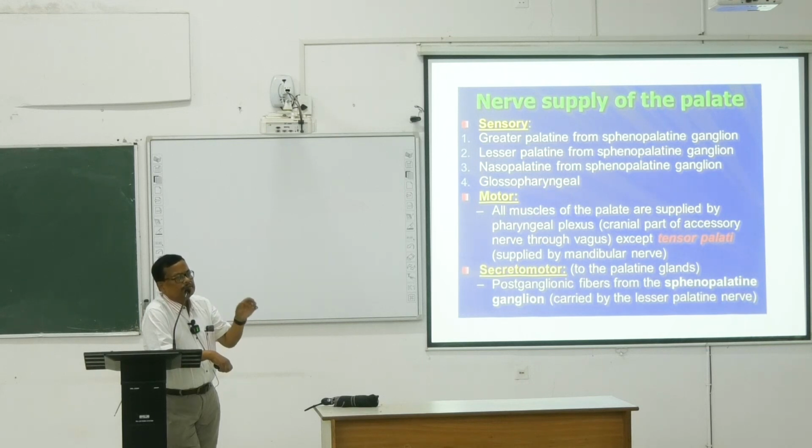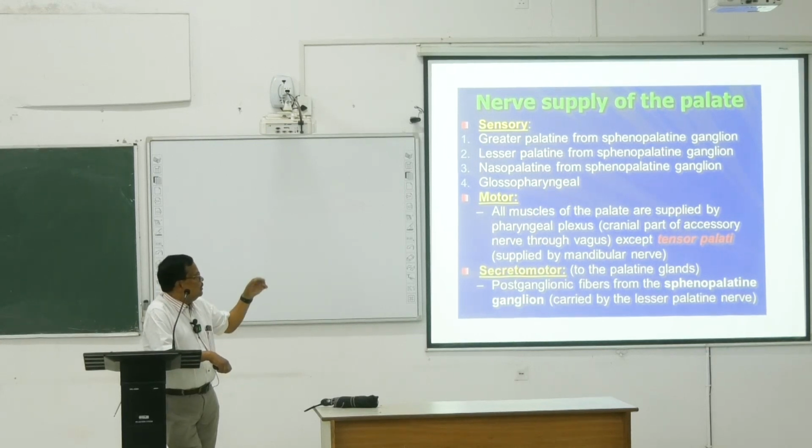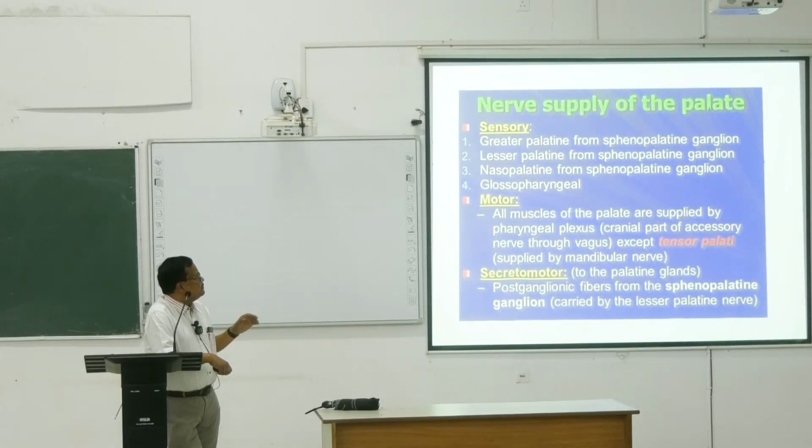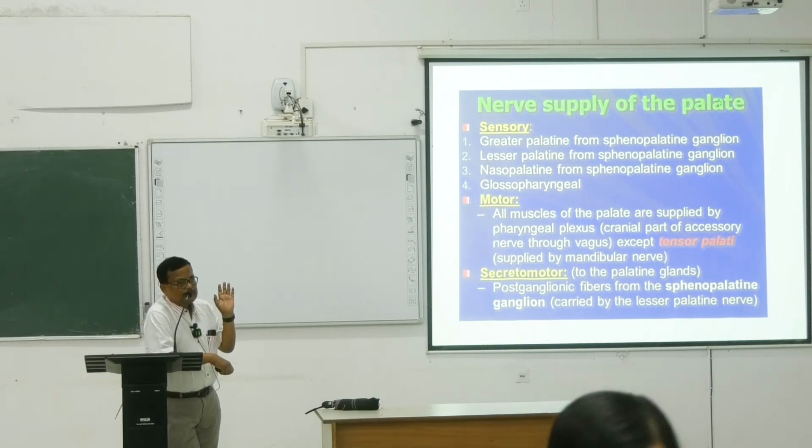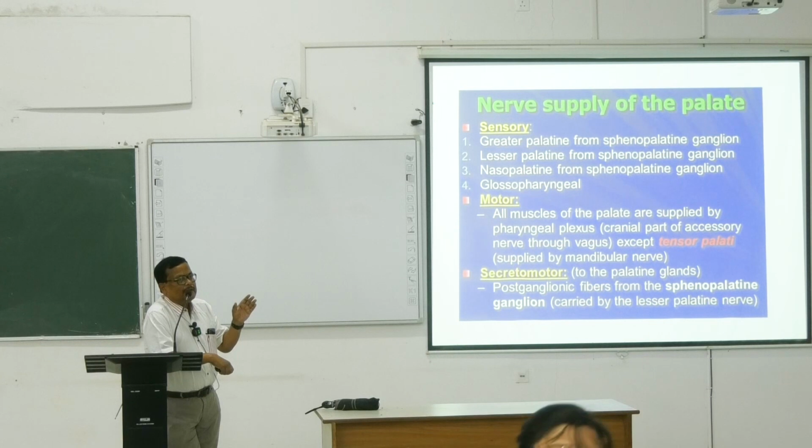Then via the different routes you have to know, all the muscles of the palate are supplied by the pharyngeal plexus, cranial part of accessory nerve through the vagus, except tensor veli palatini, which is supplied by the mandibular division. Except tensor veli palatini, which is supplied by the trunk of the mandibular nerve.